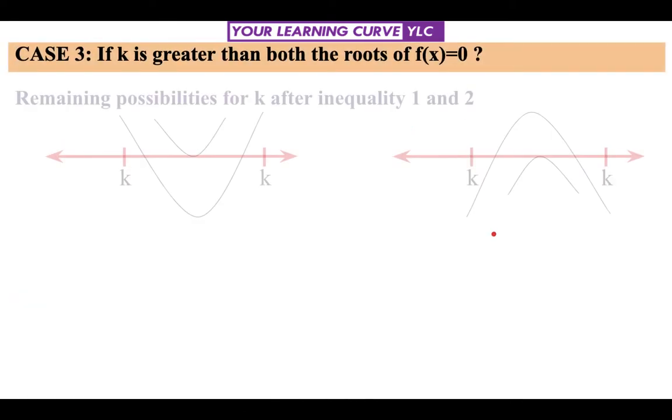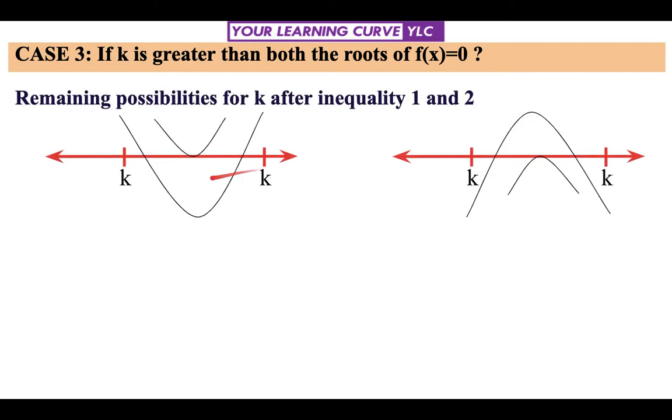Now the remaining possibilities are k could be on either the left of the parabola or on the right of the parabola. We want k to be greater than both the roots of f(x) equal to 0. This k is our answer. We have to eliminate this. So let's form an inequality for this.